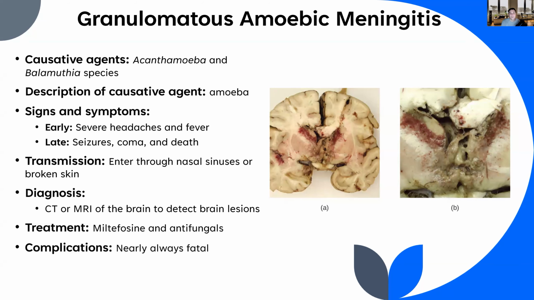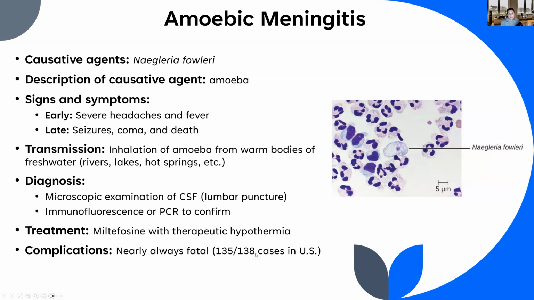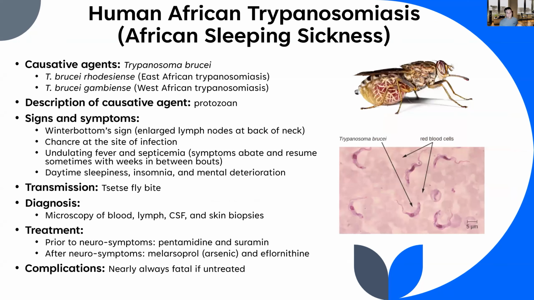I need to stress this though. This doesn't mean you can't swim in lakes. Again, you can go back here. 138 cases documented in the United States. Is it becoming more prevalent? Yeah. Are we at the point where it's like you can't swim in lakes? No. I'm not saying don't swim in lakes and ponds. I'm just saying be careful. And if you start to develop any of these signs and symptoms after having done that, go see a doctor immediately. Okay. Next up is human African trypanosomiasis, which is better known as African sleeping sickness.